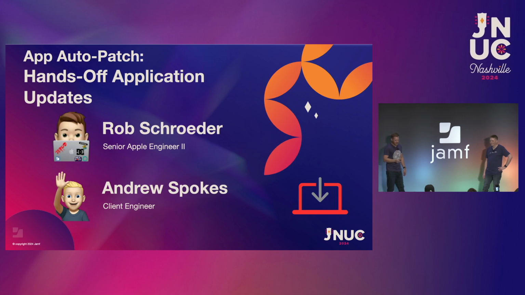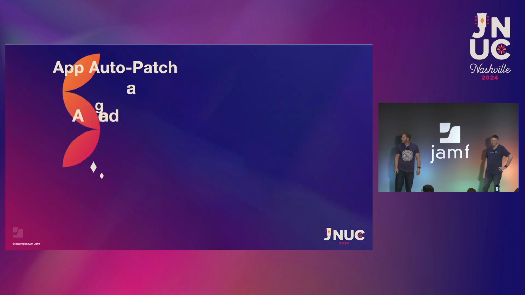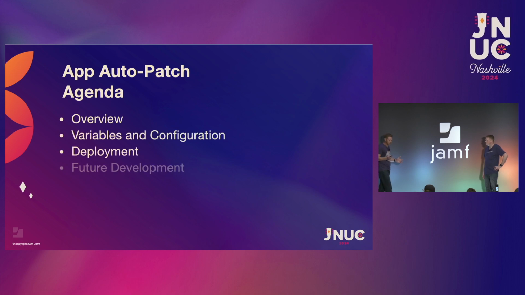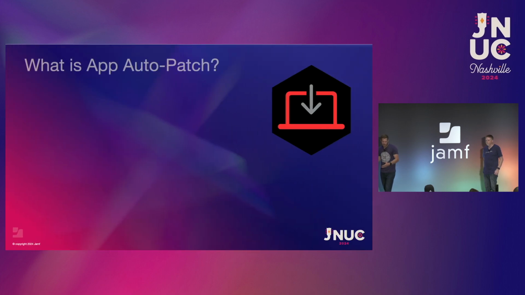All right, so we'll go ahead and scroll through our agenda for today. We're going to do a quick overview on App Auto Patch, spend some time reviewing some of the configuration variables that are available there, talk about how to go through deployment, some of the future development that we're looking at doing, and then we'll open it up for sharing our resources and some Q&A. So what is App Auto Patch, right?